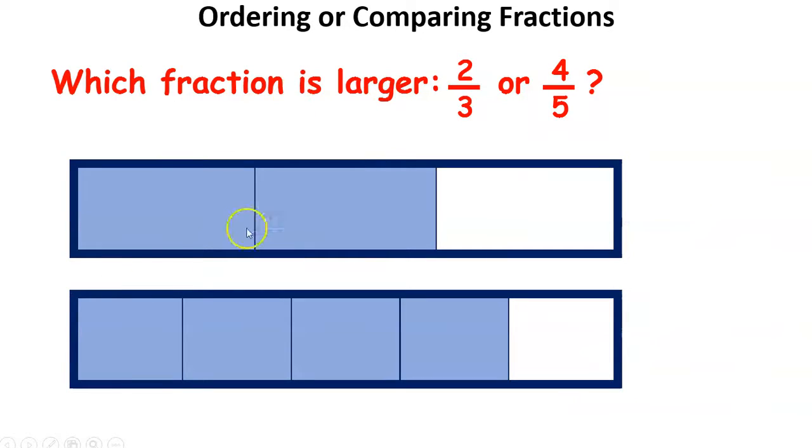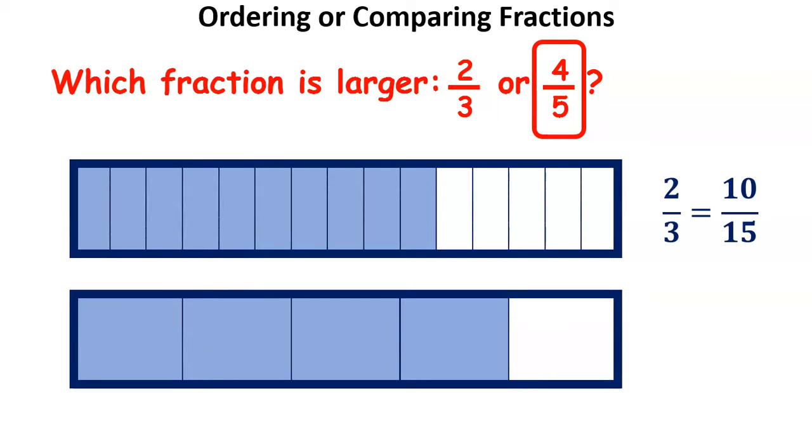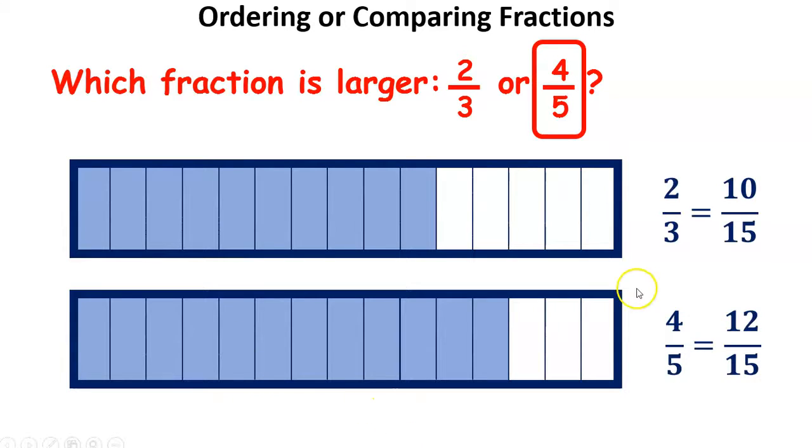So we're going to have a look and see what these actually look like. Here, in this first rectangle, I've got 2 parts out of 3. In the image below, I've got 4 parts out of 5. So we can see that 4/5 is the larger of the two fractions. And now I'm just going to make them into equivalent fractions. I've got 10 parts out of 15, and I've got 12 parts out of 15. We can see that 12/15 is the larger fraction, which is equivalent to 4/5. Now we always go back to the original fraction, so 2/3 is less than 4/5.